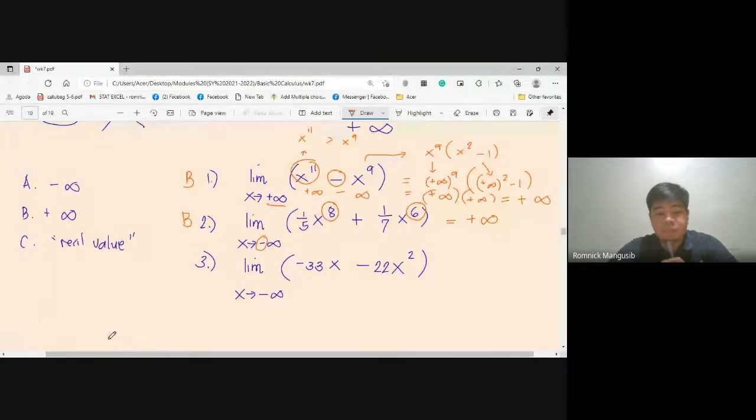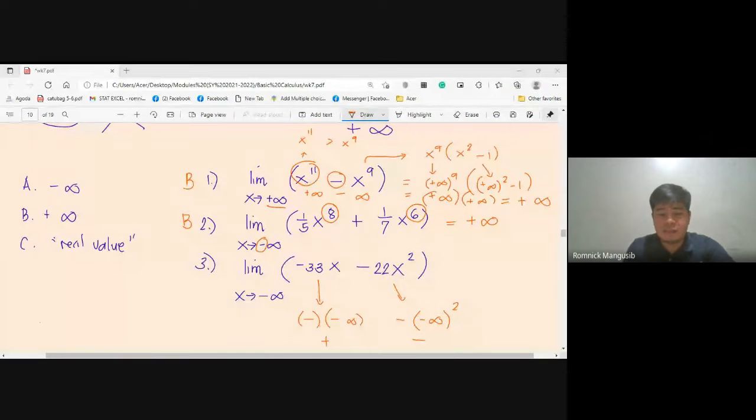So, number 3, nakikita natin by inspection, negative times negative. Kasi nga, negative times negative infinity ito. Ito naman, magkakaroon ka ng negative times negative infinity raised to 2. So this becomes positive. This is negative. So in number 3, nagpapakita ang indeterminate forms.